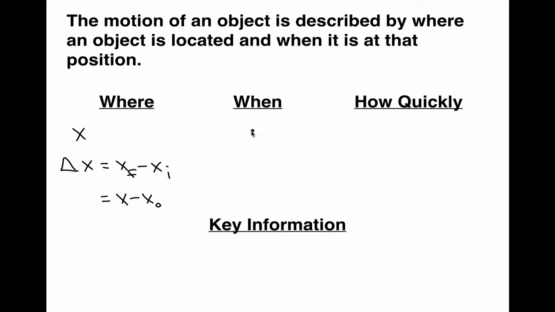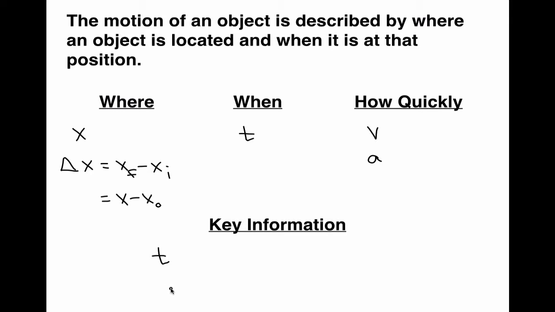In terms of when, we look at time, which we can represent as t. And then we also could be interested in how quickly. That would be v for velocity, and then a for acceleration. Some key information we should look for in all of these problems is time. Time is very important. It may be given, it may not be given, or we may need to solve for it. So time is a very key piece of information.